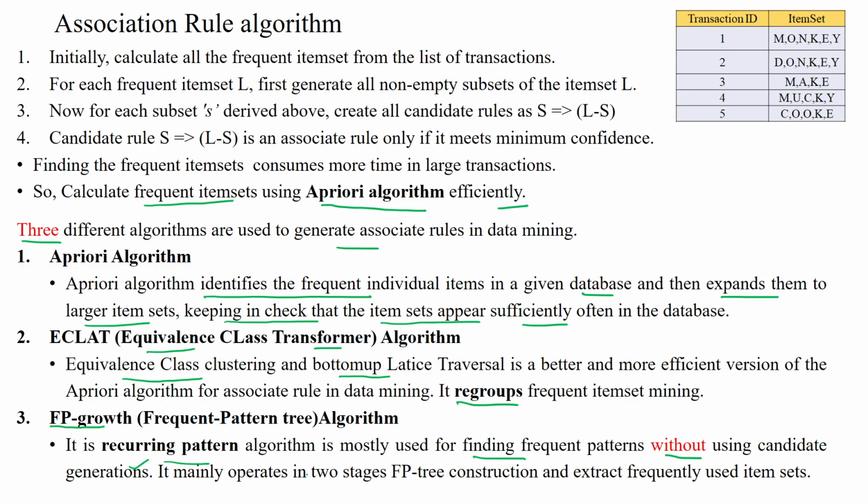It mainly operates in two stages. One is frequent pattern tree construction, and the other is extracting the frequently used item sets from the FP tree.